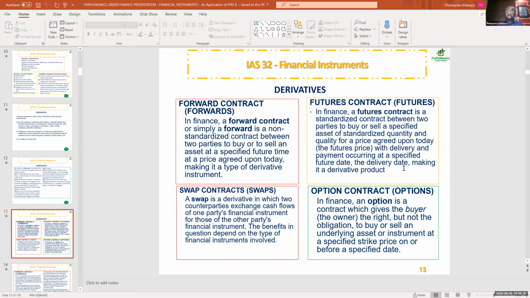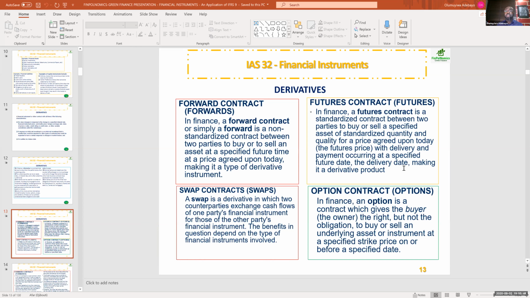That's why you find that in a future, there's an initial investment, even though it's of insignificant amount relative to the entire value of the contract. Now, the third one, which forms a family within the forward commitments, is the swap contract, or simply put, swaps.